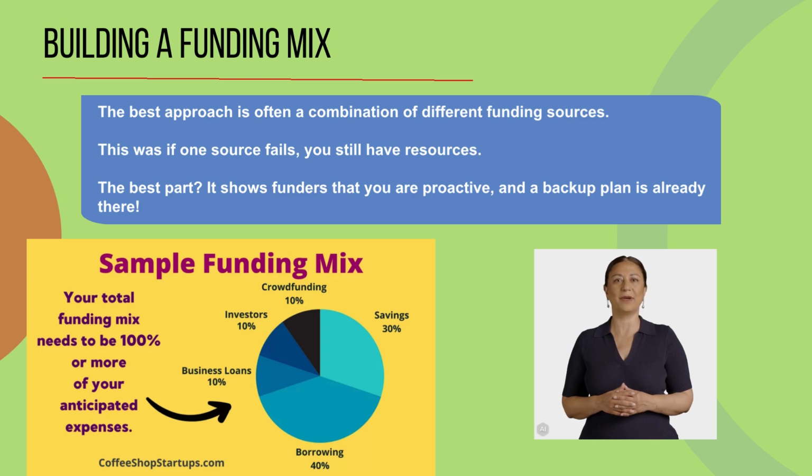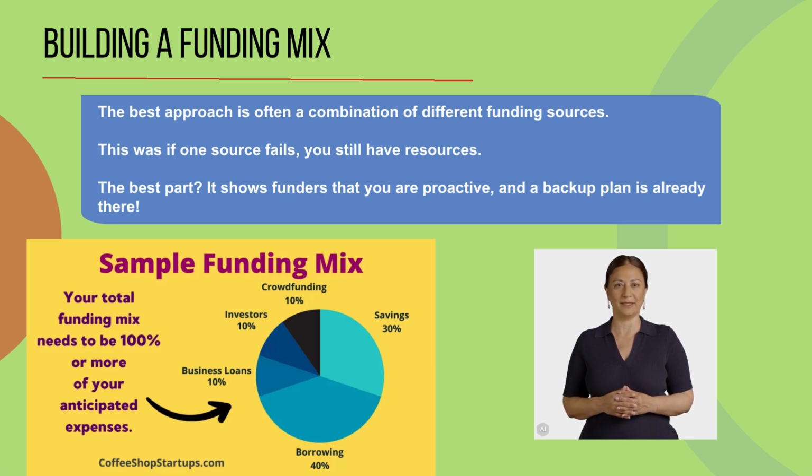How do we build a funding mix? The best approach is often a combination of different funding sources. This way, if one source fails, you still have resources. The best part? It shows funders that you are proactive and a backup plan is already there. A diverse funding mix is essential for any organization, providing stability and security for future endeavors. It allows for adaptability and resilience, preparing for any potential setbacks. By showcasing a well-rounded funding strategy, funders will see your dedication and preparedness, increasing their confidence in your project.